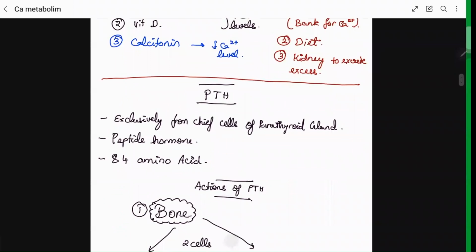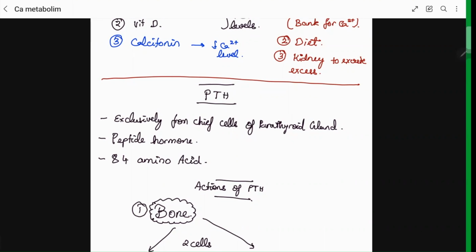You all know that parathyroid hormone comes exclusively from the chief cells of your parathyroid gland. So it is a peptide hormone, and it consists of 84 amino acids. Clear? So what are the actions of your parathyroid hormone?